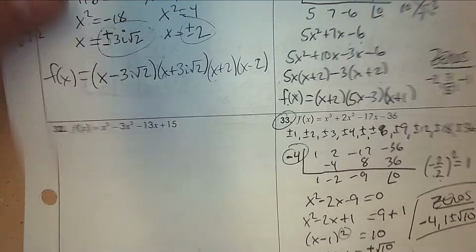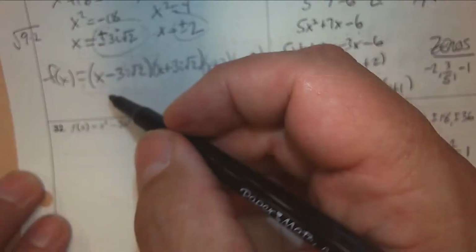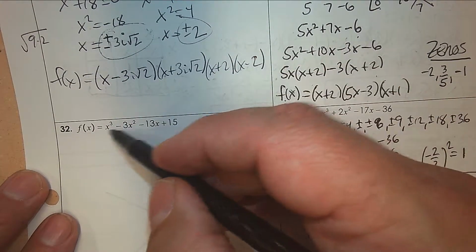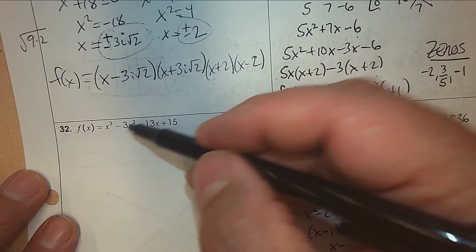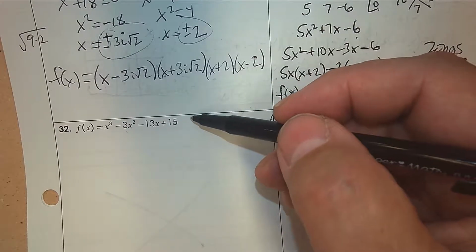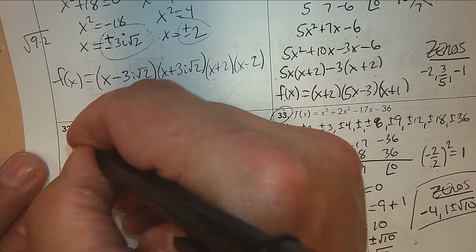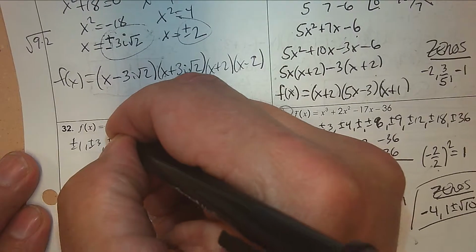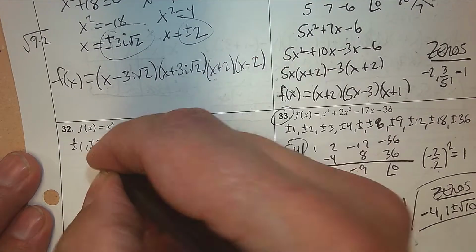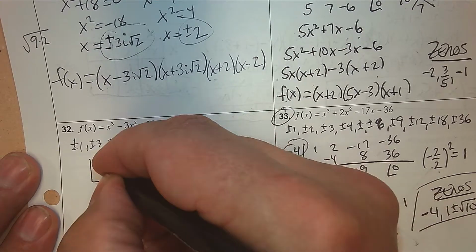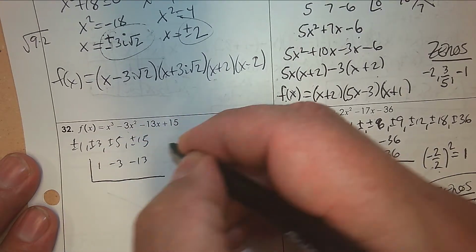32. First I look for, is it factorable? It is not. So when I look at it by grouping, 1 and negative 3 and negative 13 and 15, it's not going to work out, so I need a list. So 1 and 3 and 5 and 15. So it's a short list. So 1, negative 3, negative 13, and 15.